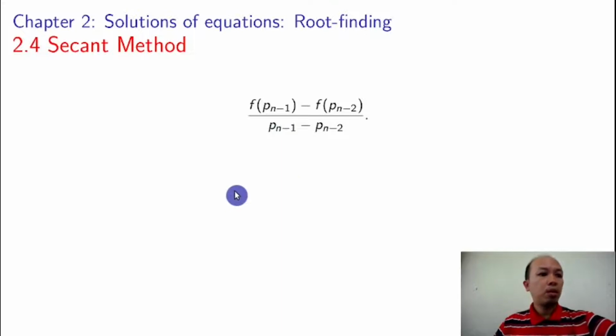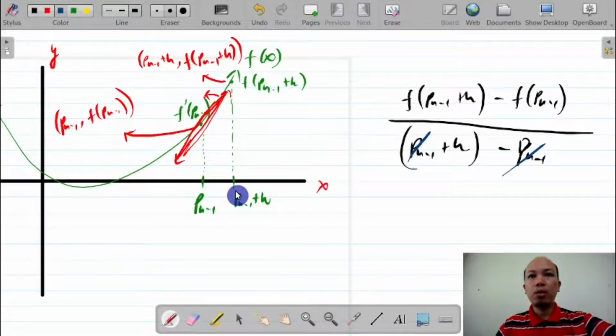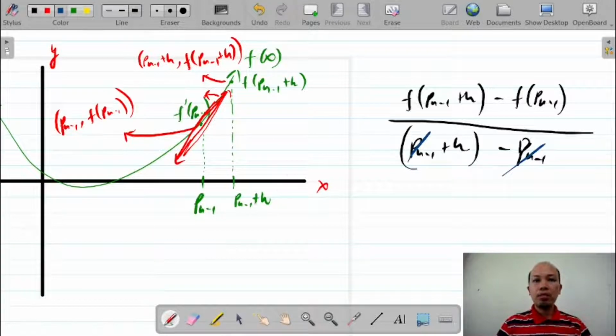If you look at the open board, instead of using this finite difference, you can use the iterates. So you will replace p sub n minus 1 plus h by p sub n minus 1, and p sub n minus 1 by p sub n minus 2, or the other way around. It doesn't matter.